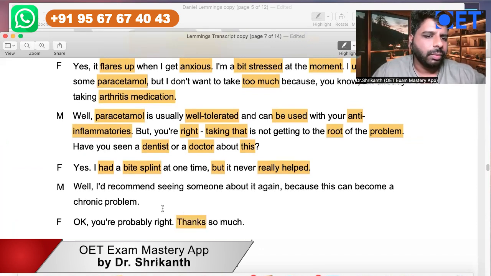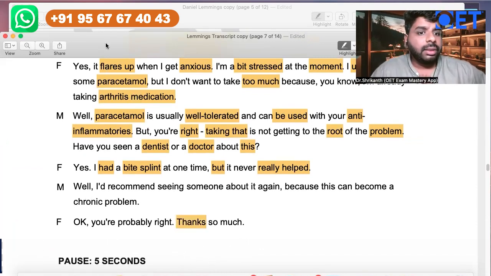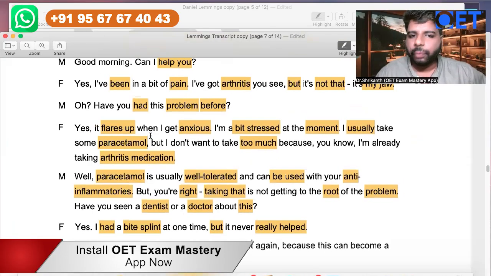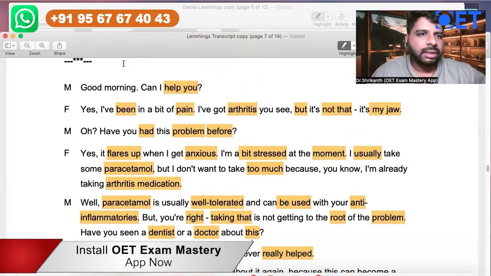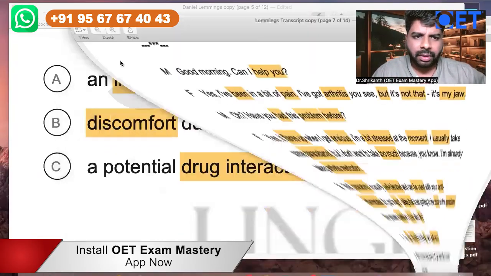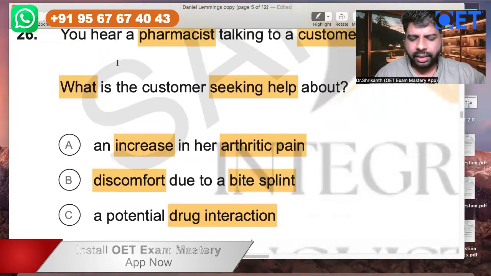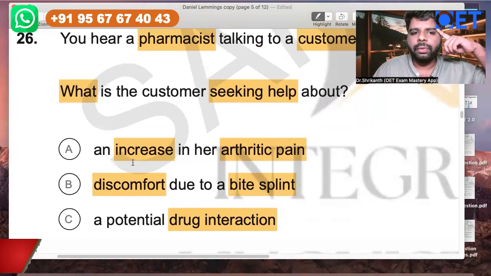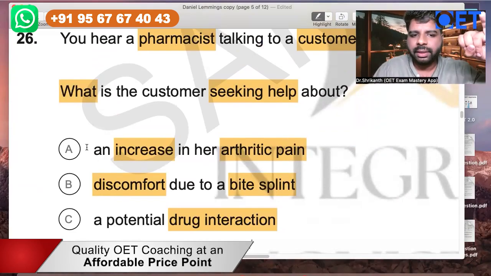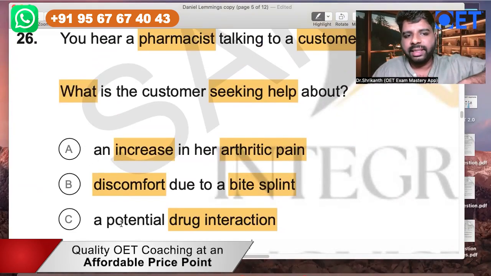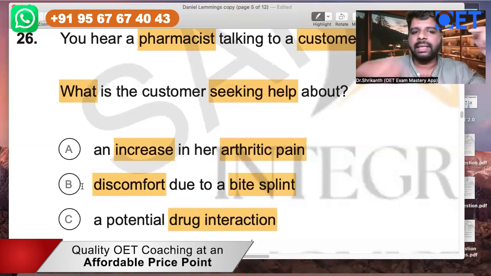And she's saying, thank you so much. So this is a slightly tough question, not a very easy question. So let's just listen to the audio once again. This time your eyesight will go from answer option A first, then to answer option C, and then to answer option B. So A, C, B, that is how your eyesight will go.